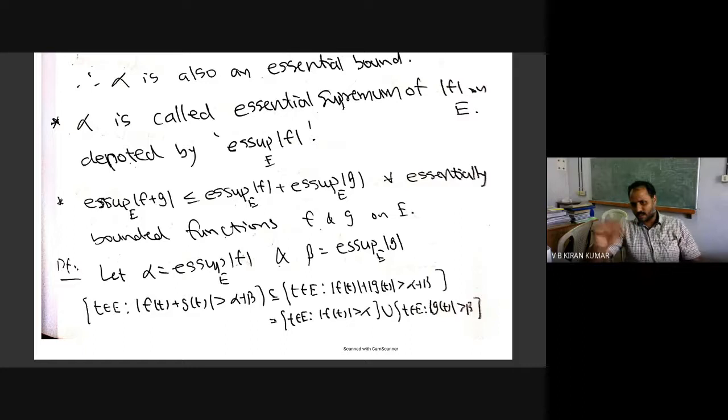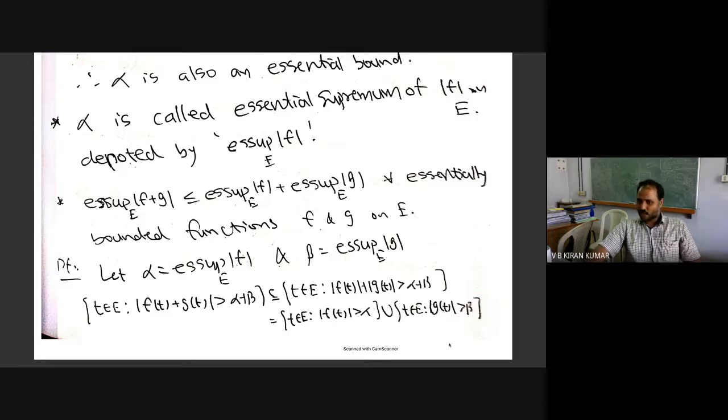There was an error actually. So this is contained in here because mod f(t) plus mod g(t) greater than alpha plus beta will imply that either mod f(t) is greater than alpha or mod g(t) is greater than beta. Because if mod f(t) is less than or equal to alpha and mod g(t) is less than or equal to beta, then their sum will be less than or equal to alpha plus beta. So this will not satisfy. So whenever this is satisfied, one of them will be satisfied. So this is contained in the union of these.